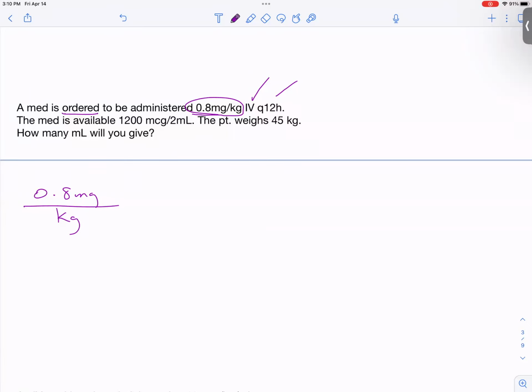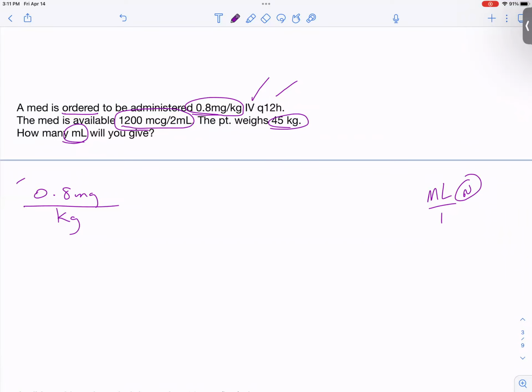And it's telling you that what's available, maybe delivered from the pharmacy, is 1,200 micrograms per 2 mLs, and the patient weighs 45 kilograms. And it tells you what the wanted is. How many milliliters will you give? So I put my milliliters, so I know where I'm starting and I know where I'm going. It's a process of elimination.